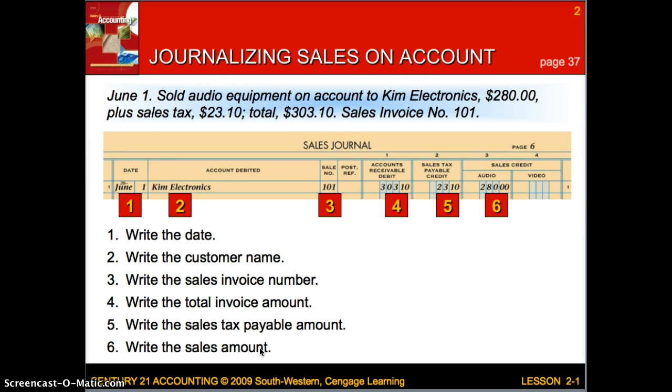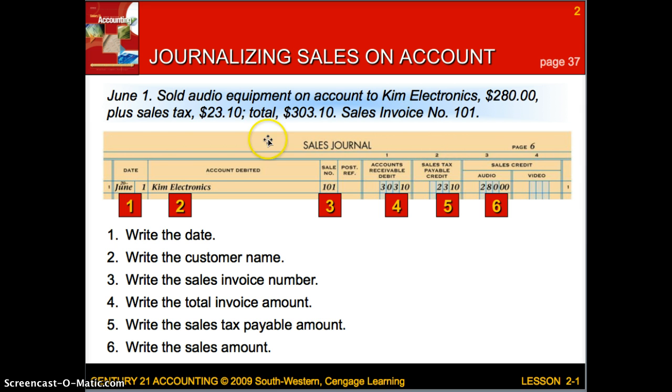You guys have done this more in a general journal, writing both of your accounts top to bottom. But, again, this is using your sales journal, just like we used your purchases journal in the last chapter. So in our sales journal, we will write the date, June 1st. Then we're going to write our customer name, Kim Electronics, and the sales invoice number, 101. Okay, then we need to figure out these accounts again.